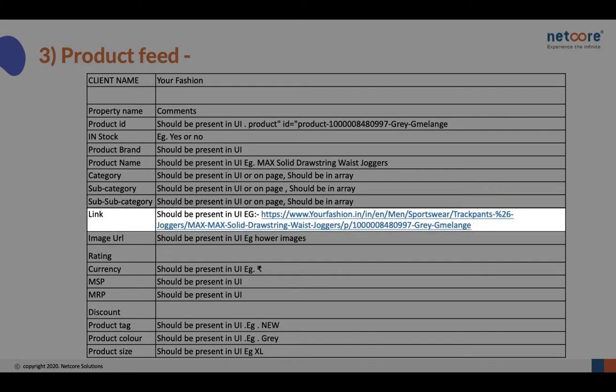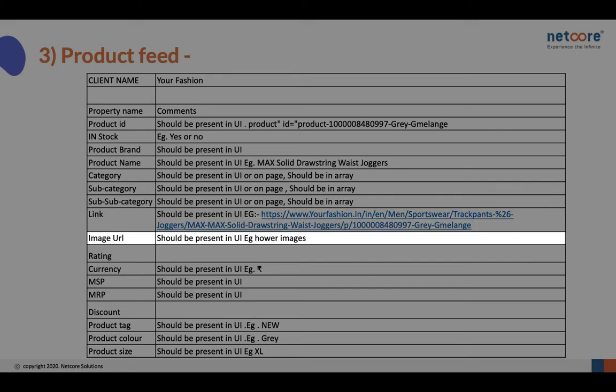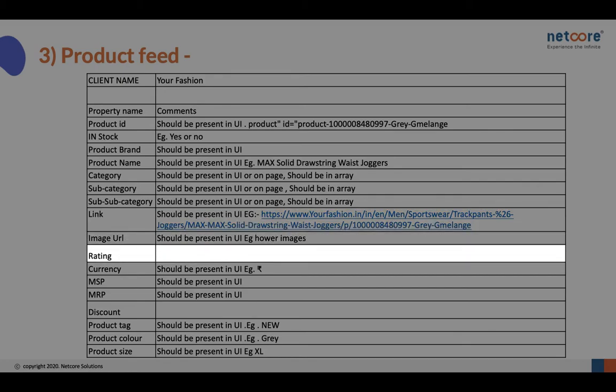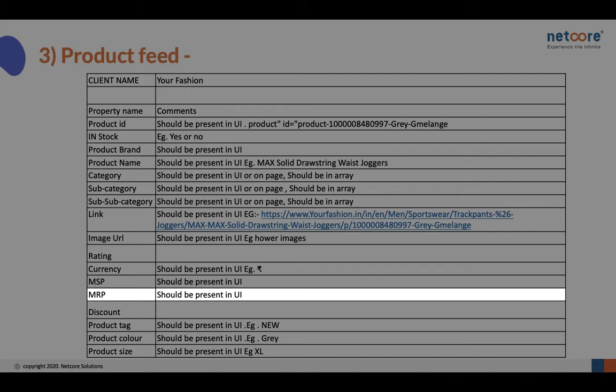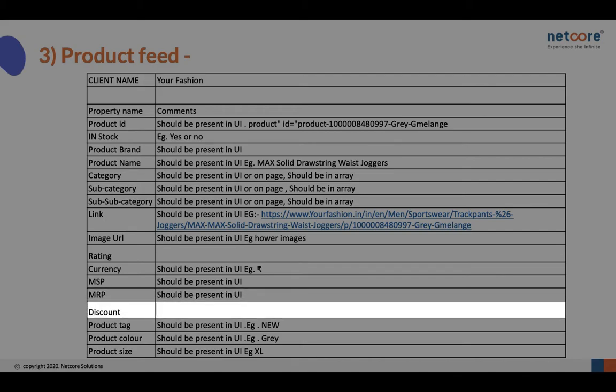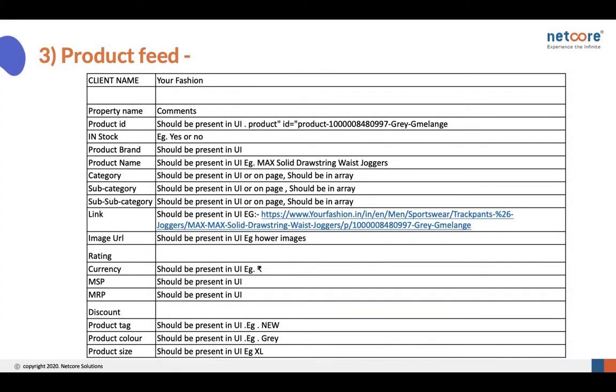Additionally, the link of the product, the image URL, rating if it exists, currency would include information about all the possible variations, and the associated MSP, MRP. We can calculate discount on our own from the MSP MRP information, or we can consume it from the product feed.